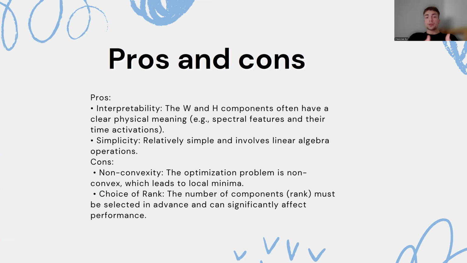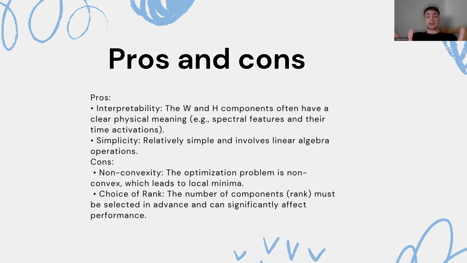What are the pros and cons of our method? The pros: interpretability. The W and H components often have clear physical meanings, spectral features and their time activations. It shows us where specific signals were activated during the time period. It's also simpler, because other methods like ICA are more difficult to understand, to see how they work. But matrix factorization was easier, so we decided to use this method.